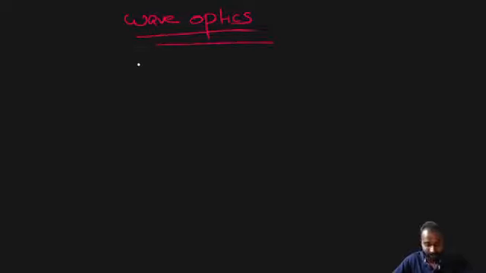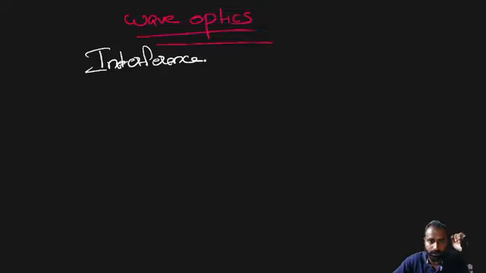Okay, so today it's my third lecture based on wave optics and interference of waves. Interference. What do we mean by interference? Interference is nothing but just a superposition of waves.